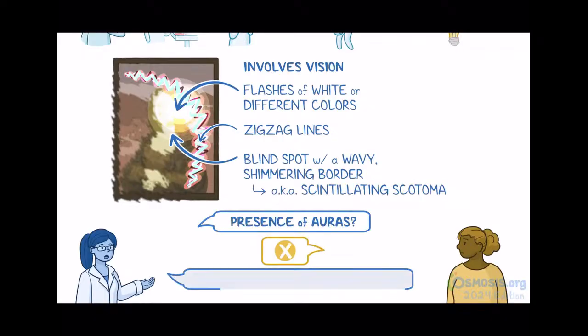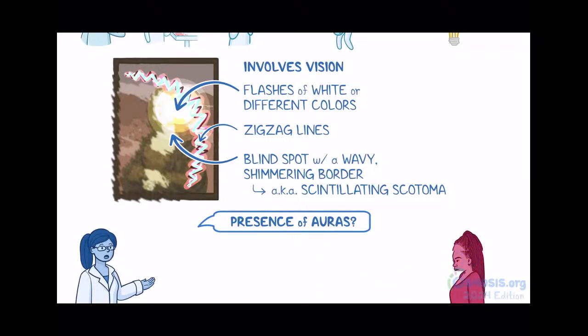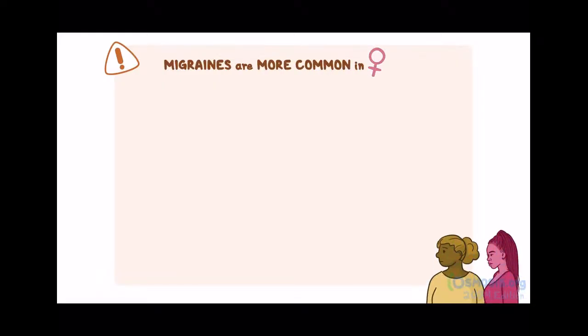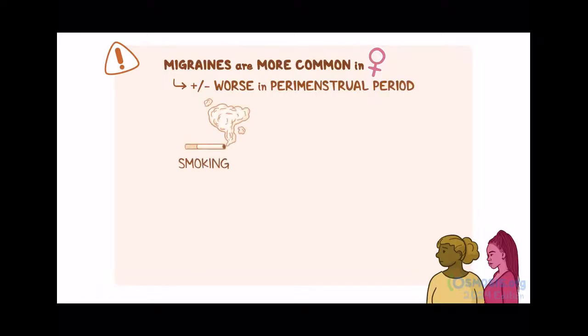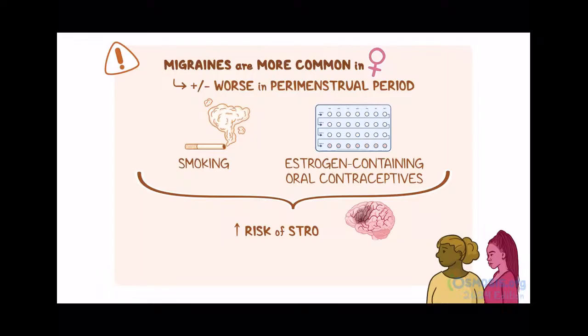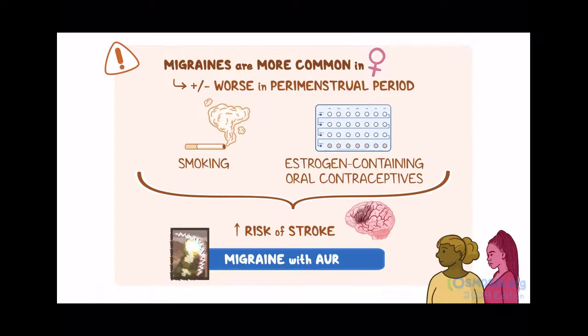If there are no auras, diagnose migraine without aura. On the flip side, if auras are present, then diagnose migraine with aura. Here's a high-yield fact to keep in mind. Migraines are more common in biological females, and for many individuals, they get worse in the perimenstrual period. Smoking and use of estrogen-containing oral contraceptives increase the risk of stroke in those with migraine with aura.